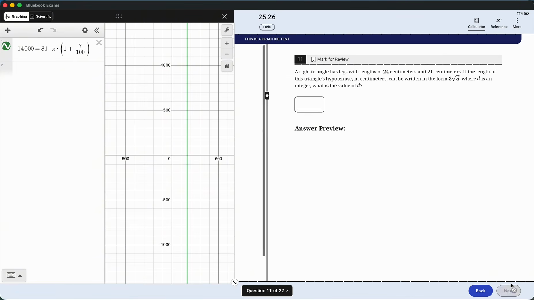That's a really useful one. Next one: a right triangle has lengths of 24 and 21. If the triangle's hypotenuse is 3 square root d, what is the value of d?